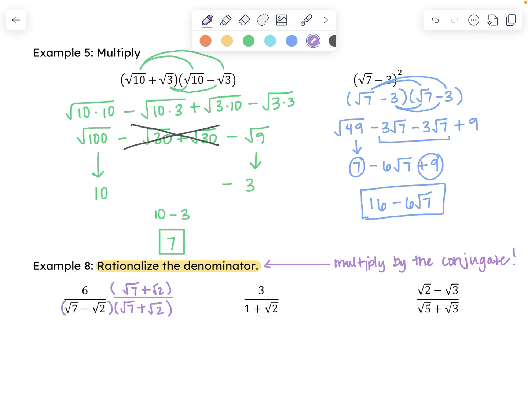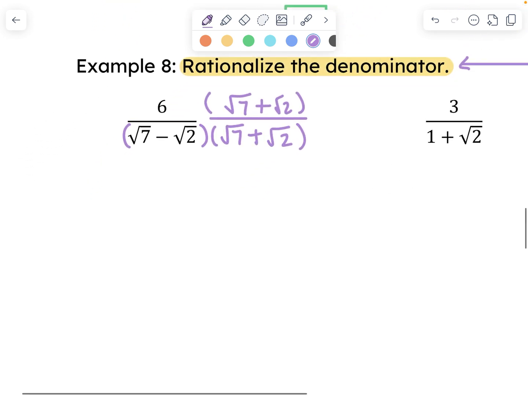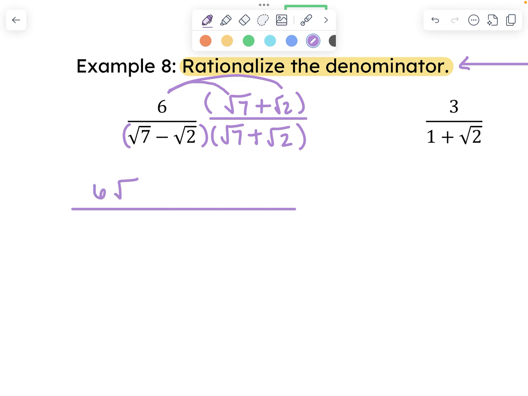And so that's kind of the goal here, is we want to get a nice pretty whole number in our denominator and get rid of those square roots in our denominator. So that's why we want to multiply by the conjugate, because it'll get us down to a nice pretty whole number in our denominator. So if I'm looking at the numerator, the top of the fraction, I'm just going to distribute the 6 to my parentheses. So that's going to give me 6 square root of 7 plus 6 square root 2.